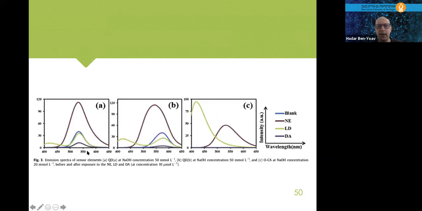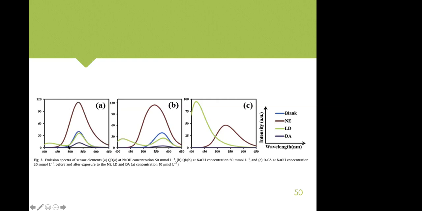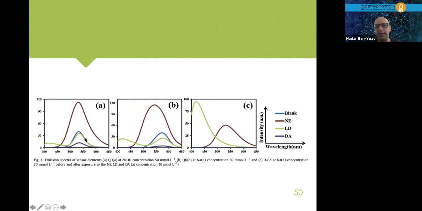And this is how the emission of light looks for each one of the quantum dots. So for quantum dot number 1, type 1, this is the pattern that you measure when you have norepinephrine. This is the pattern when you don't have anything, which is the blue. And the green one is similar, which is when you have L-DOPA. And the pattern changes when you have dopamine.